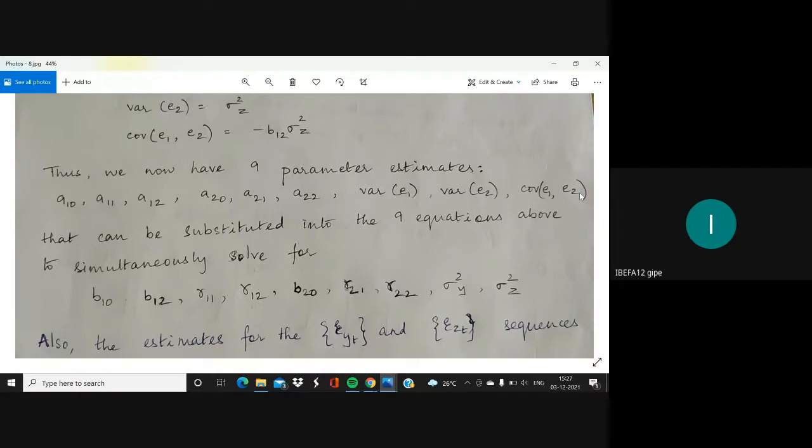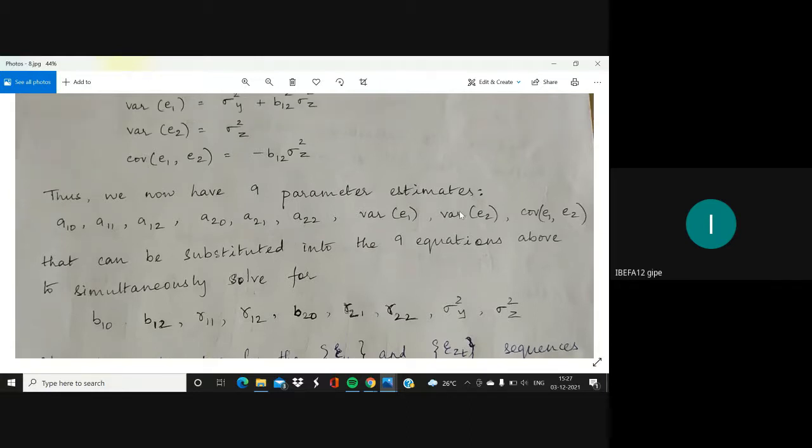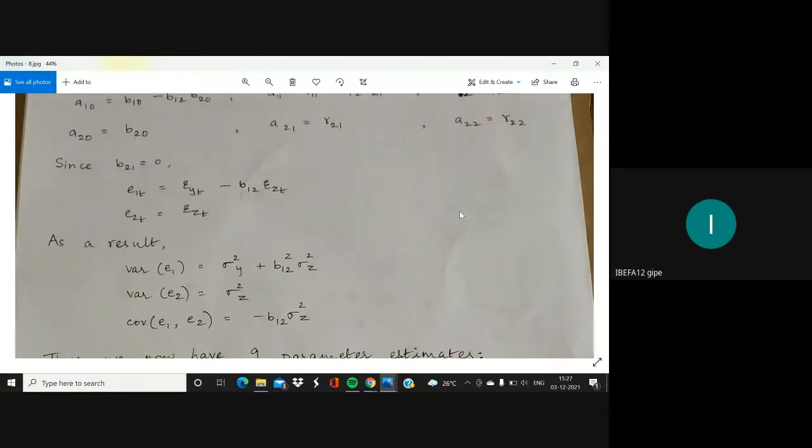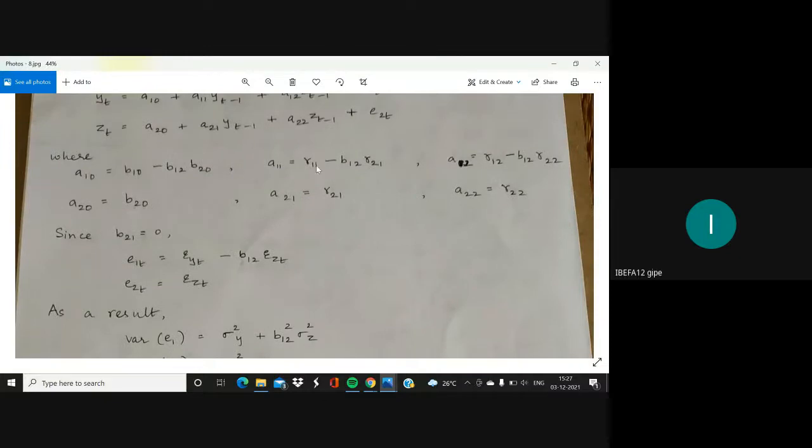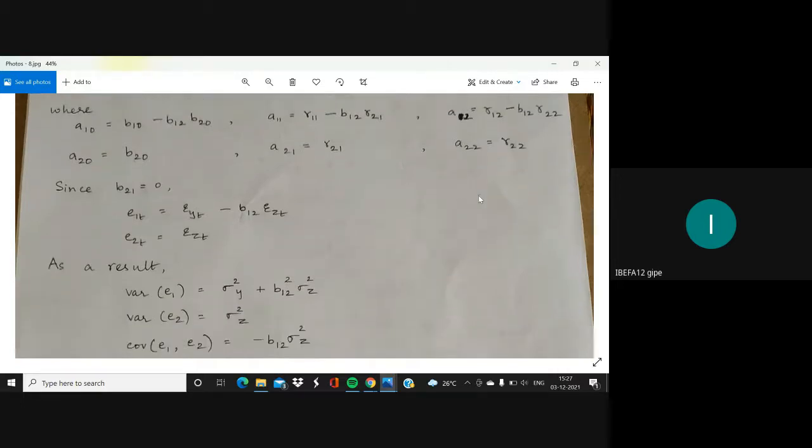Now that you have imposed the restriction B21 is equal to 0, that can be substituted into the 9 equations above to simultaneously solve for each of these structural parameters. So which are the 9 equations above? You have all these equations. You have equations for this, this and this. You can clearly see that you're able to directly get the structural parameters from these three, you don't really have to bother with it.